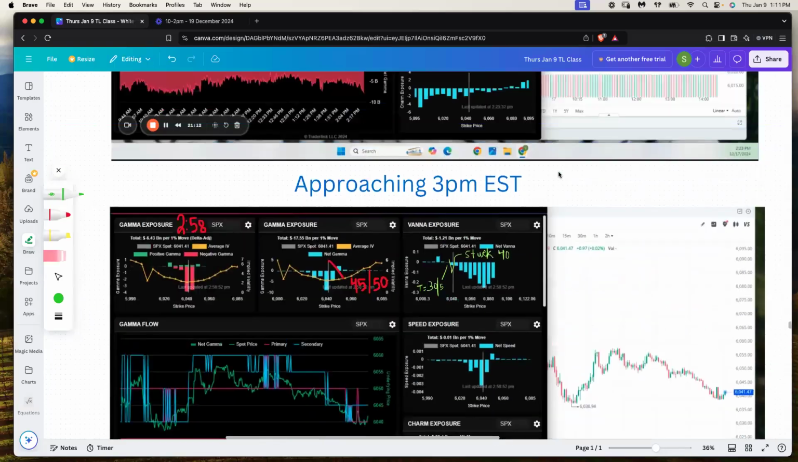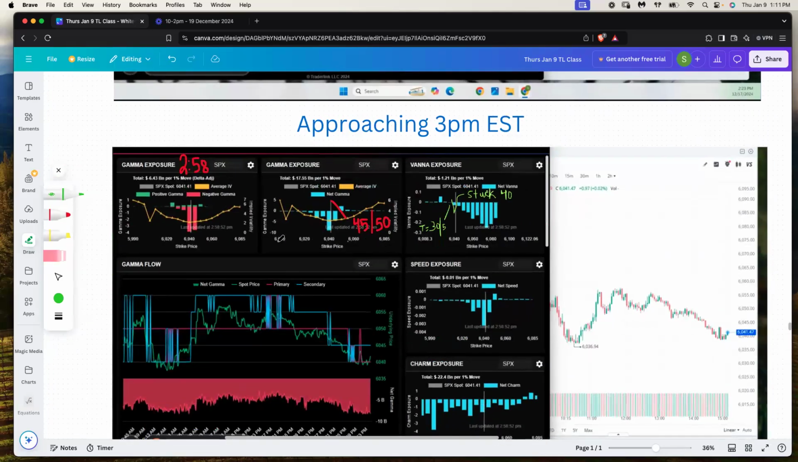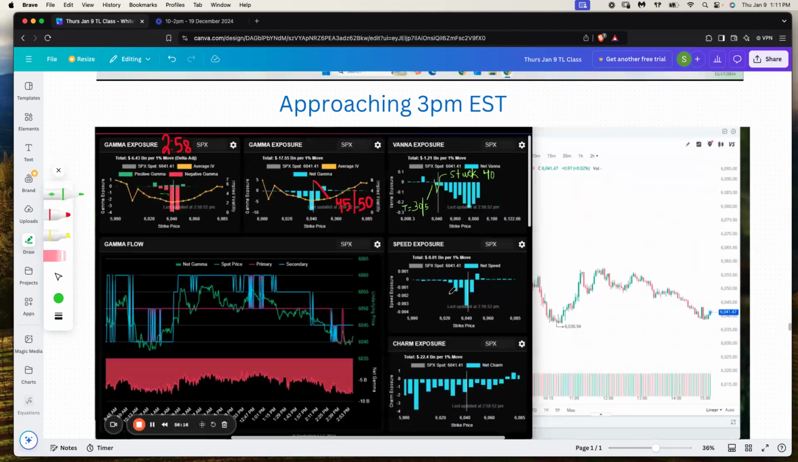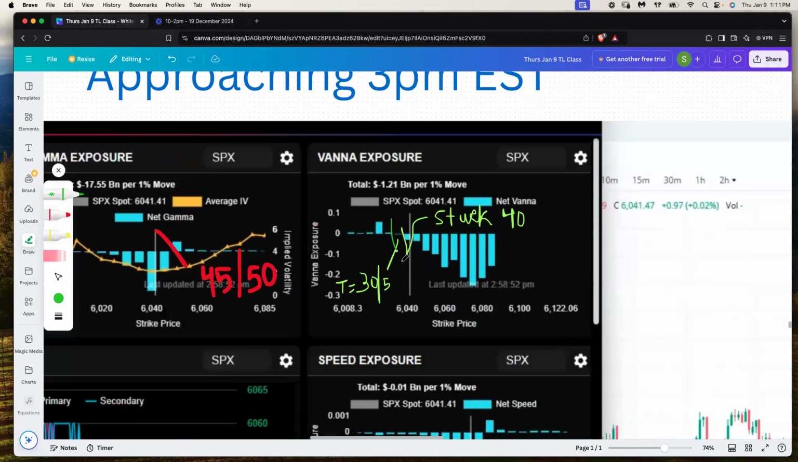Okay, so again, 40 to 45 is our area. I said that these bars are pretty tall, so they're going to get stuck here, but you're still going to target this area, okay? That plan has not changed because nothing has changed on the board. This is still your 35. 30 to 35 is still your target here, right?